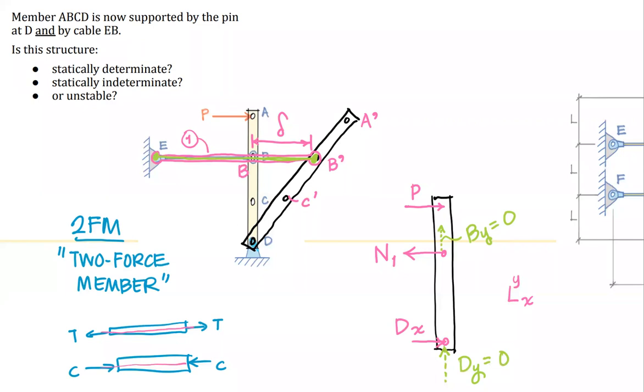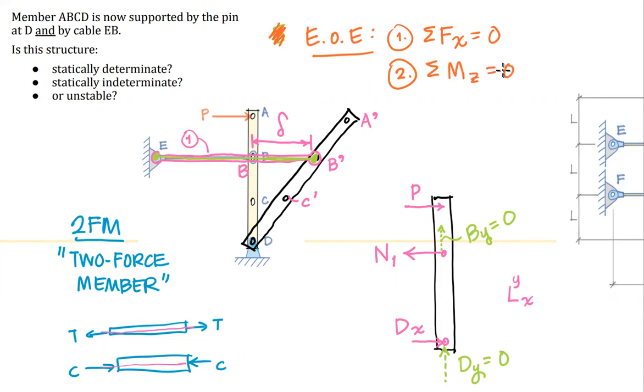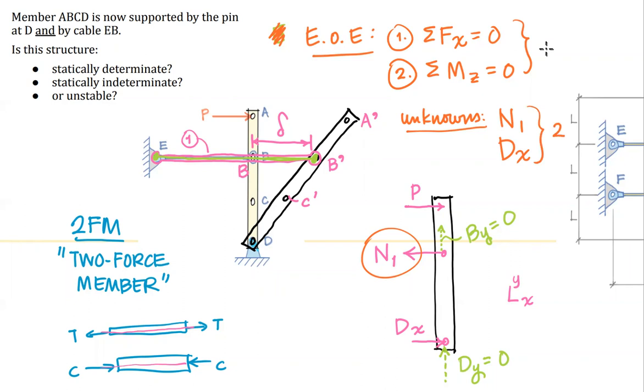Now we do our tallying to determine if this is a determinate or indeterminate structure. So equations of equilibrium: we have summation of forces in the x direction equals zero. We have summation of moments about any z-axis equal to zero. My unknowns, I have two. My normal force N sub 1 is unknown. D sub X is unknown. So I can evaluate my degree of indeterminacy by taking two unknowns, subtracting out two equations of equilibrium, and getting a degree of indeterminacy of zero, and that's what we call a statically determinate structure. Degree of indeterminacy equals zero.